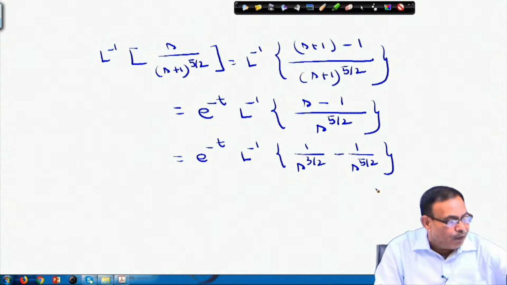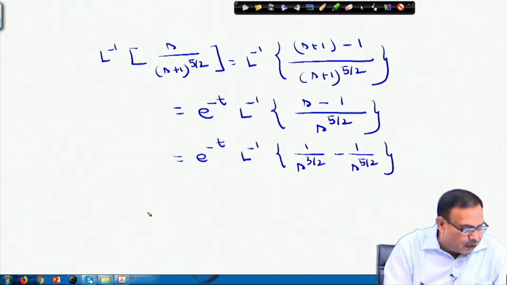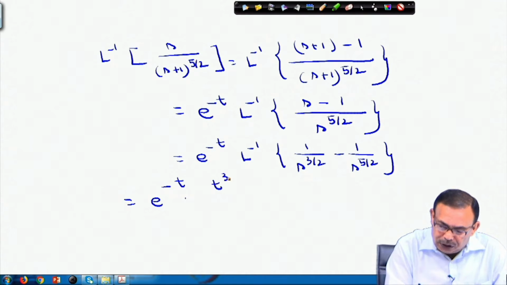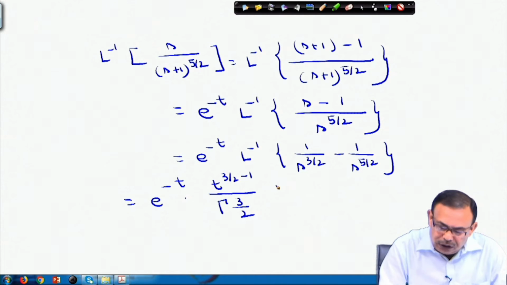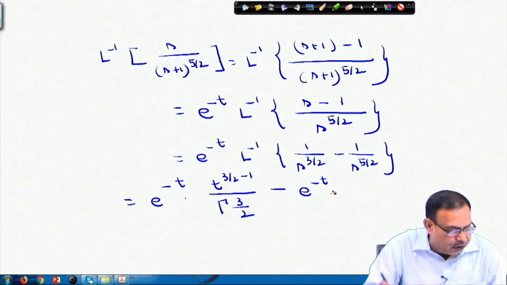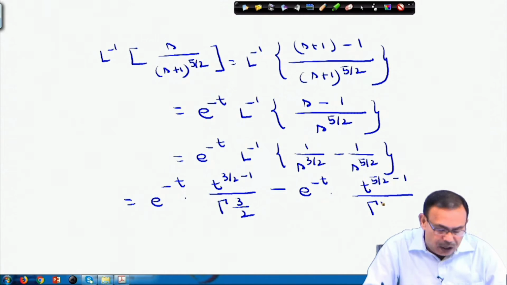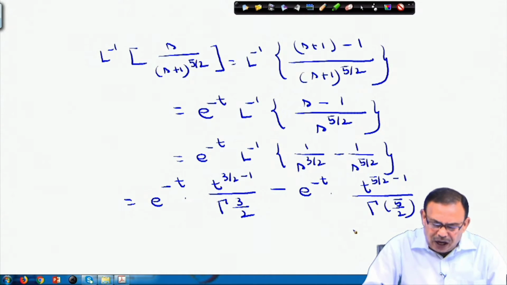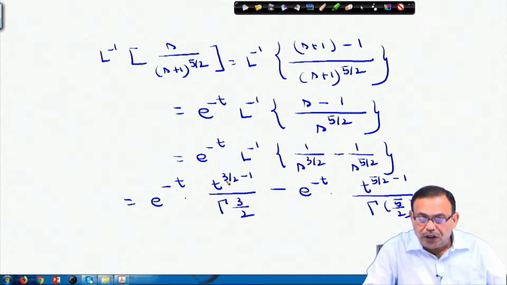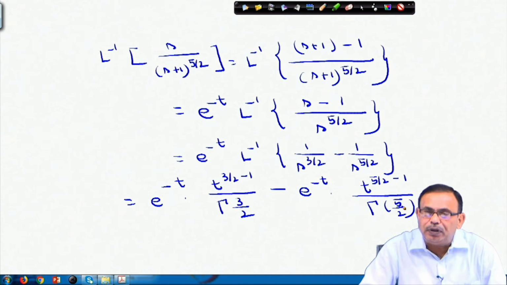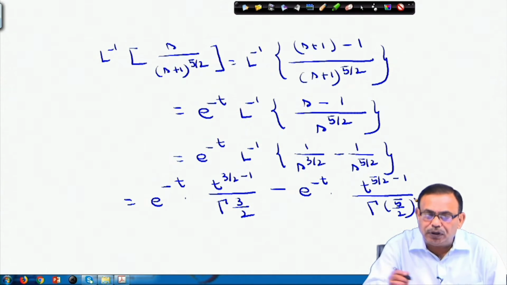And we know the functions whose Laplace transforms are these. So this equals e power minus t into t to the power 3 by 2 minus 1 divided by gamma 3 by 2, and this also minus e power minus t into t to the power 5 by 2 minus 1 divided by gamma 5 by 2. Now I have to break it, that I am showing you. Gamma 3 by 2 I can bring down to gamma half, gamma 5 by 2 also I can bring to gamma half. We know the value of gamma half is root pi, and we can substitute it here.